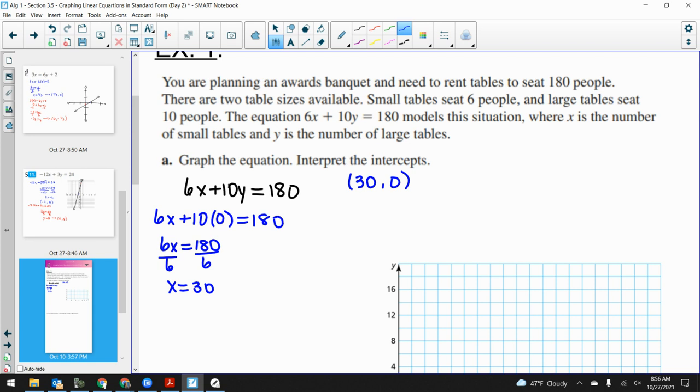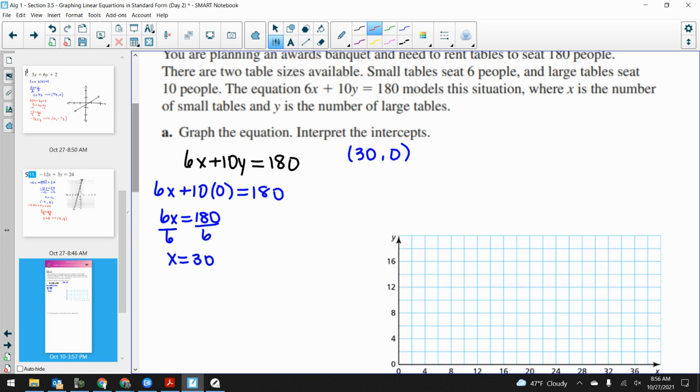There's my x-intercept. Let's do the same thing for my y-intercept. My y-intercept is 6 times 0 plus 10y is equal to 180, or just 10y is 180. Divide by 10, y is 18. So my intercept is 0, 18.